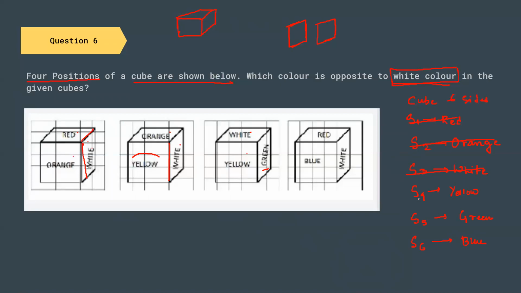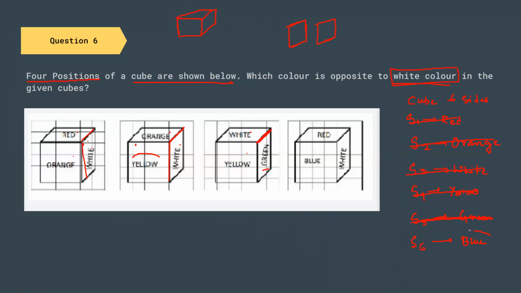So yellow and white cannot be opposite to each other. Now, white and orange is again sharing a side, so we have already accounted for orange. Now let us come to this diagram again. In this particular diagram, white and green is sharing an edge, so they cannot be opposite to each other. So I can say that side 5, green, is also not opposite to white.